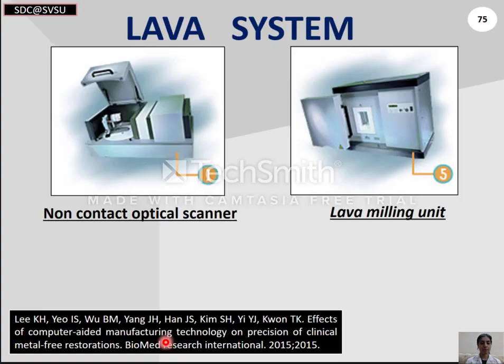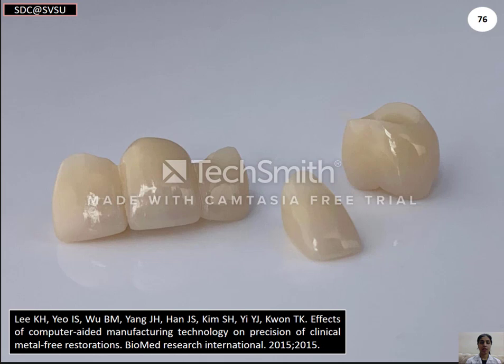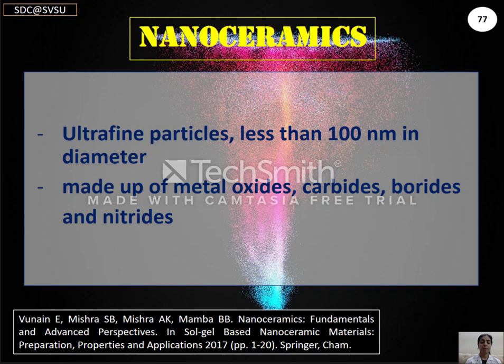In Lava system, the preparations are scanned and the frameworks are milled from green stage blanks. Zircon zirconia system is manufactured by Dentistry Ceramco NJ and is basically indicated in posterior crowns and 3-unit fixed partial dentures. Nano ceramics are ultra fine particles of less than 100 nanometers in diameter.